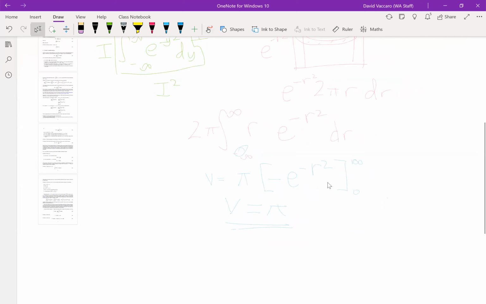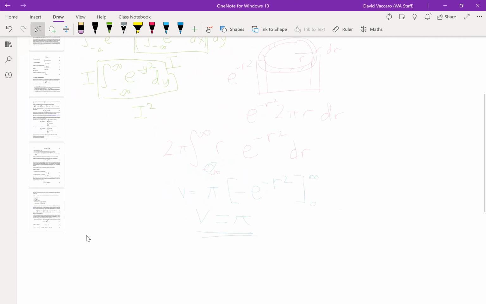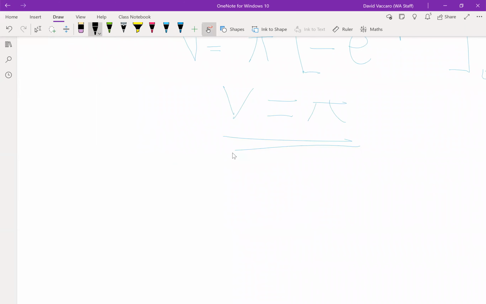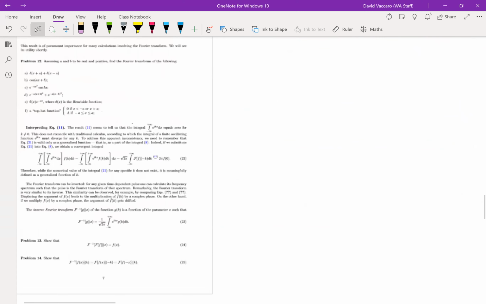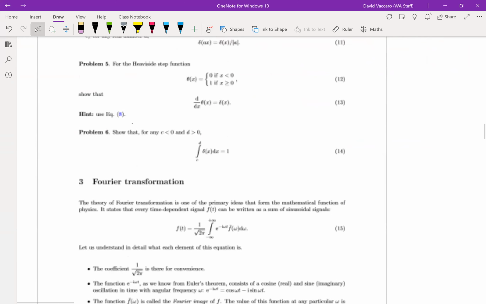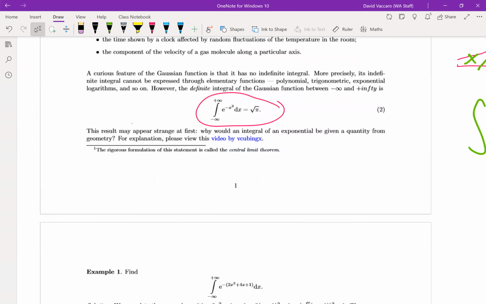But what we saw is that that volume is also the square of the one-dimensional Gaussian integral. So we're now there. We've got that the Gaussian integral I squared is equal to pi. So the Gaussian integral is equal to the square root of pi. Okay, and that result is quoted on your sheet. But I thought it would just be quite nice to actually prove it here.